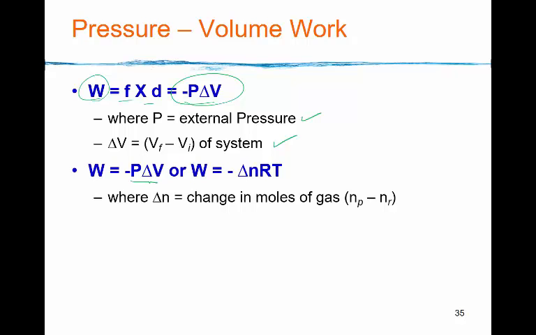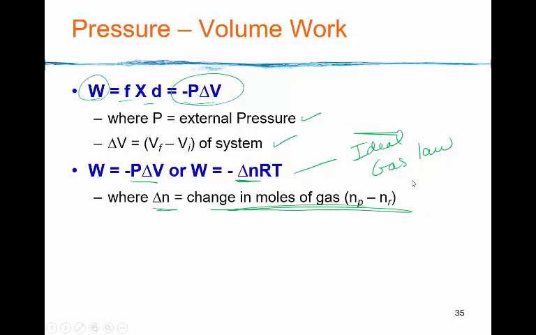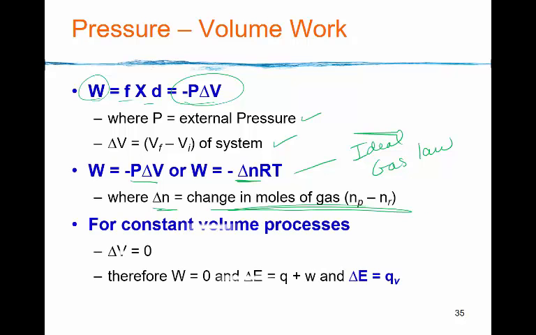It's also equal to the negative of delta N, number of moles, times RT, if you remember that from your ideal gas law. That's where that came from. Okay, so delta N is the change in the number of moles of gas. So if you change how much gas you're putting in there, it's going to be related by the ideal gas constant R and whatever the temperature is at that time. Now, this is assuming we're not changing other things, okay?